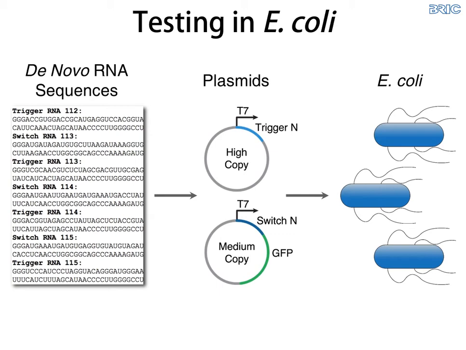So what do we do? To actually implement this in E. coli, you can design the RNA sequences de novo, which means that you can design from scratch. This is not a natural system. We are designing an artificial riboswitch, so you can use any sequences that you want. You can design from scratch, for example, using a computer. And then you can put a trigger in one plasmid, and a switch and a GFP in another plasmid, and you can transform both of them in E. coli and see whether it can work.